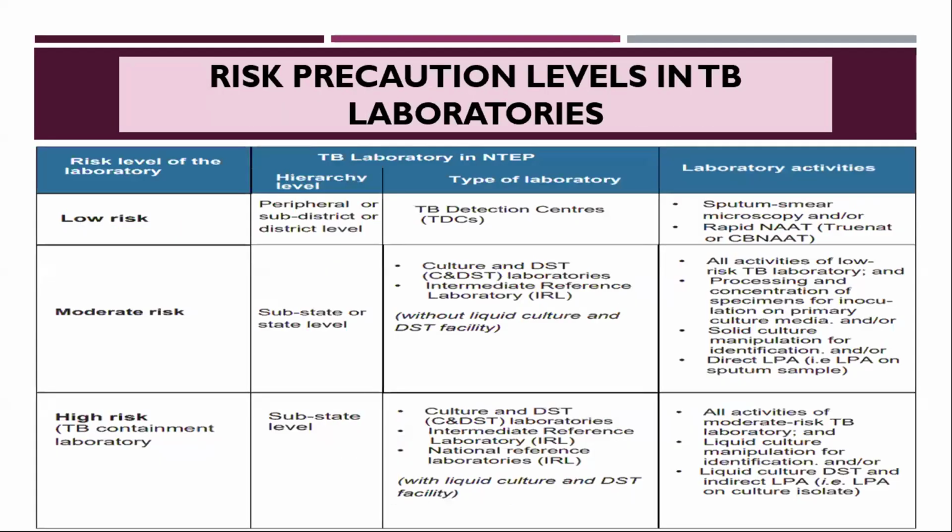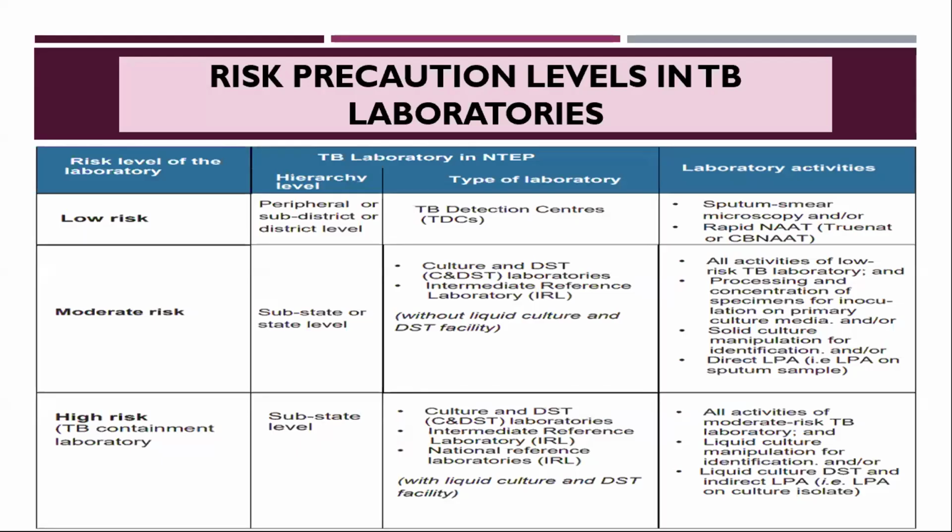The moderate risk group is at a slightly higher level. These labs may be doing culture and DST, the intermediate reference laboratories, but all activities for the low risk lab obviously have to be there for the moderate risk lab. In addition, if they are doing processing and concentration, handling the samples, and inoculation on solid culture, not liquid culture, and if direct LPA is being done, directly from the sputum sample, that is the primary LPA. For all these facilities, these are moderate risk level laboratories, and these are the activities done there.